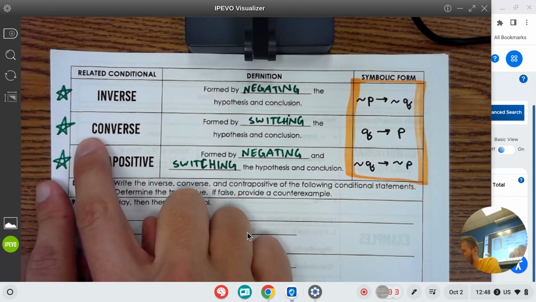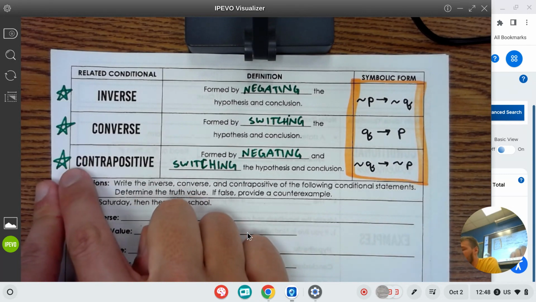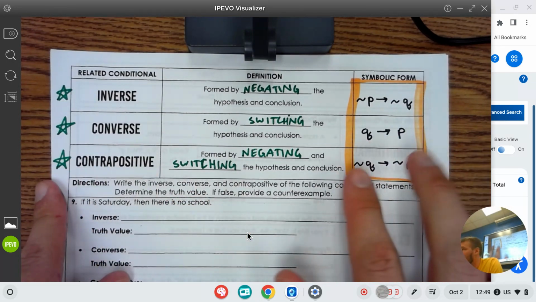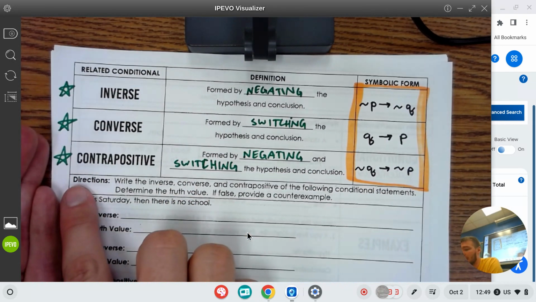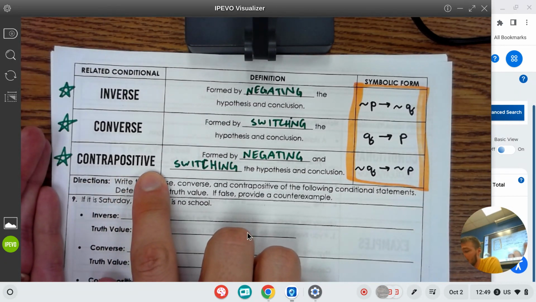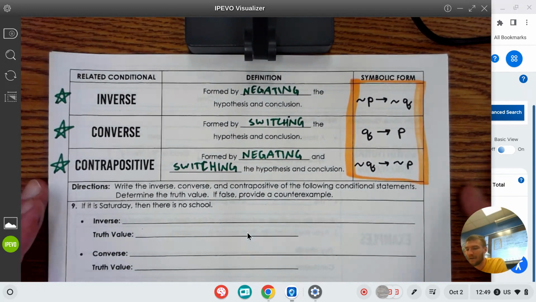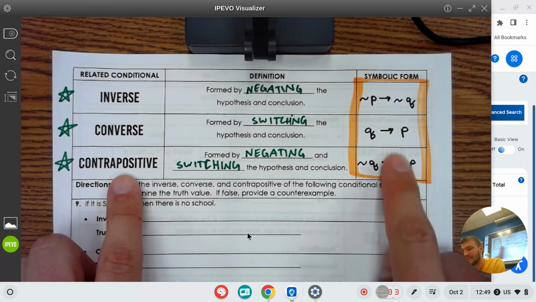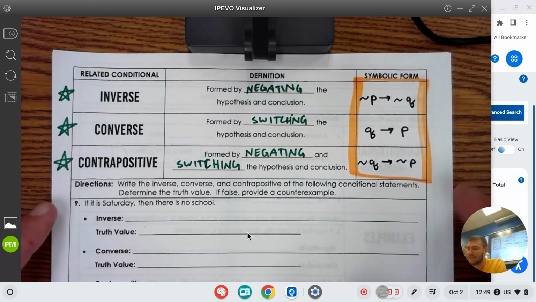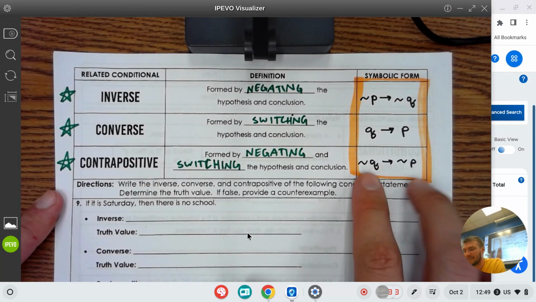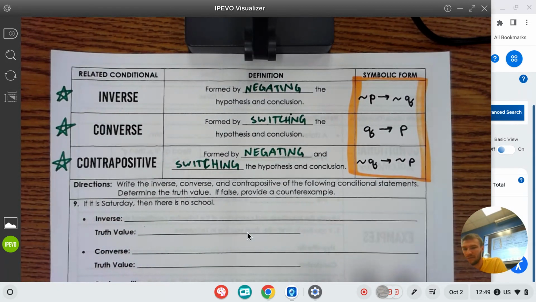There's 2 that are called converse and contrapositive. Those are the ones that are switched up. Contrapositive is going to be the one with the double negate, which is kind of weird. You'd think, oh, the one that says positive maybe doesn't have any negatives. That's not really how it works. Contrapositive is the big crazy one.